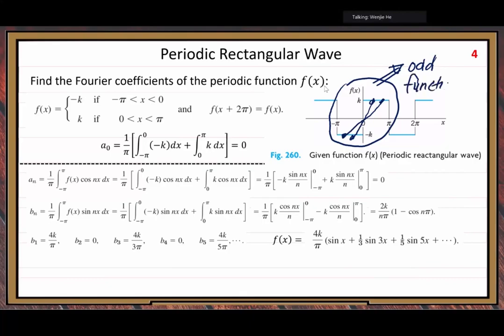What is an odd function? An odd function has the property that f of x equals negative f of negative x. That's an odd function. What is an even function?